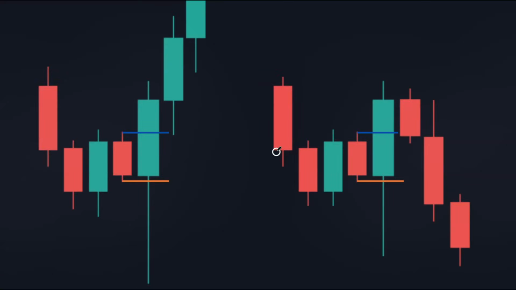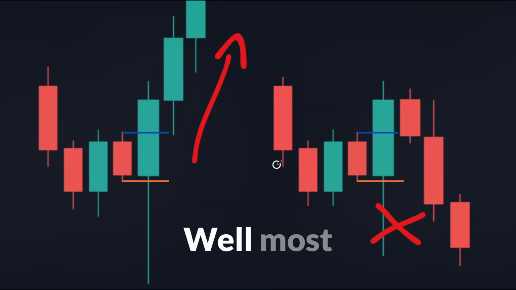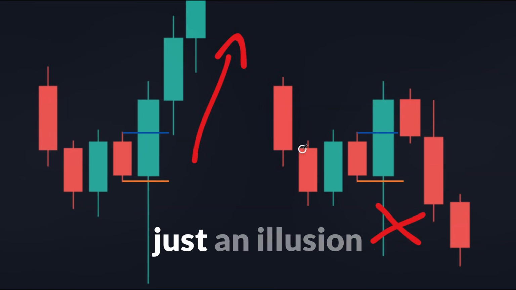Let me ask you something. Why does this exact candlestick pattern sometimes work perfectly and sometimes it doesn't? Same candle, same textbook setup, just two totally different outcomes. Most traders say it's random. It's not. Most candlesticks are just an illusion.